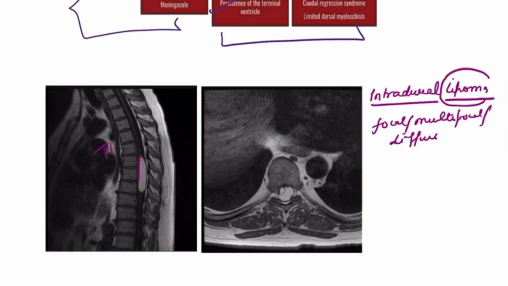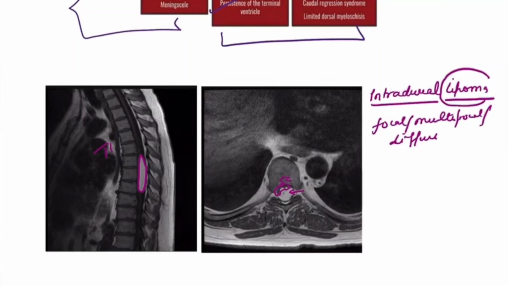So this is the T1 image. Here we can see an oblong-shaped T1 hyperintensity. It will be hyperintense on T2 also. So there is a fatty lesion in the intradural space, and in the axial images you can see this fatty lesion in the intradural space, displacing and causing mass effect over the spinal cord.